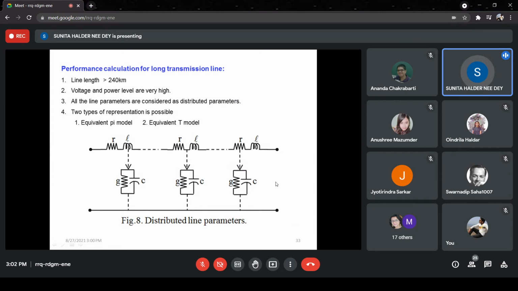So in that case we cannot consider the capacitors or other parameters as lumped or concentrated at any point. We have to always calculate in distributed form, right? And if we get any equivalent model for this distributed form, it is called the equivalent pi model or the equivalent T model, where we use the exact modeling of the transmission line.